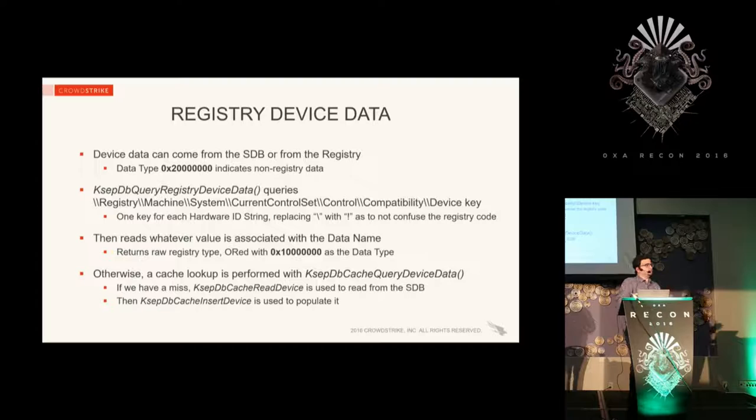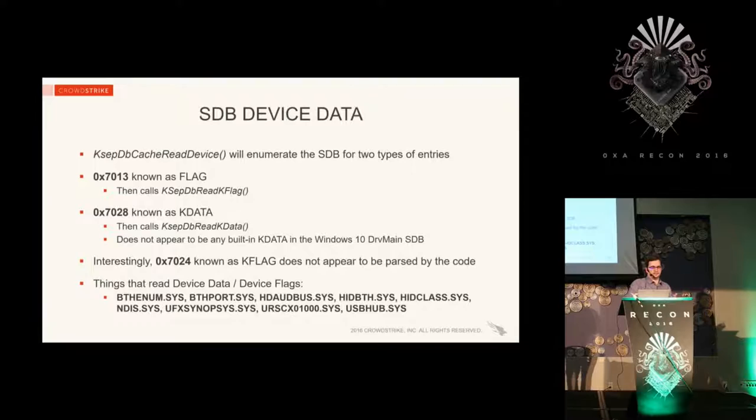If it's not in the registry, they're going to do a lookup in the cache, because all this device information is cached. And if it's not in the cache, then they're going to look in the SDB. If you're not familiar with the SDB format, which is now documented and there are lots of tools to dump it, everything is identified by a tag. A tag corresponds to a given data type. So there's a tag 7013, which is a flag, read by kflag. And then there's another one called kdata, which contains just arbitrary key-value pair data. For kflag, there are a few of those in the SDB file, and I'll show you some dumps. For kdata, I haven't found anything in my Windows 10 driver main. So it's implemented, but I haven't seen any data other than flags, at least in the inbox SDB that I've got.